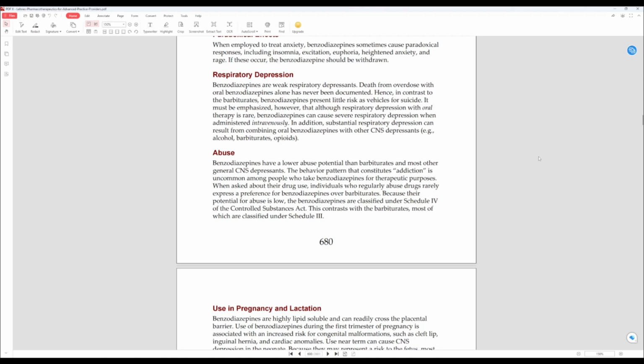When asked about their drug use, individuals who regularly abuse drugs rarely express a preference for benzodiazepines over barbiturates. Because their potential for abuse is considered low, the benzodiazepines are classified under Schedule 4 of the Controlled Substances Act. This contrasts with barbiturates, as most of those are classified as Schedule 3.